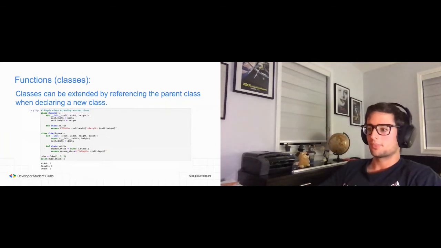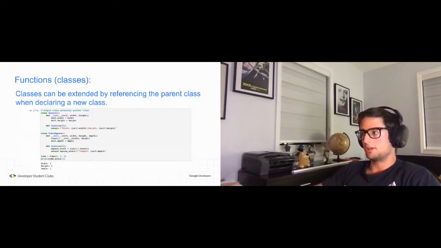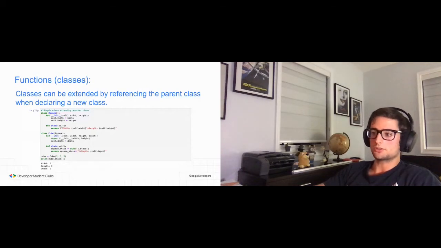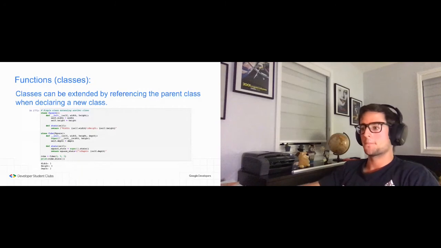So let me carry on. We can extend it by passing the other class inside the parentheses. So here, cube is an extension of square. Methods in the parent class could then be called using the super function. So since we're extending square, we can call the __init__ method by using super parentheses period and then whatever method we want to call of the class we're extending. So we're calling init and we're passing width and height. And you guys can also see that we're calling stats by using super().stats.